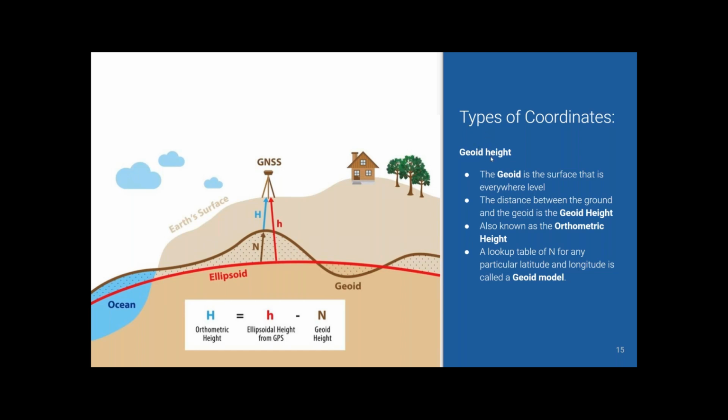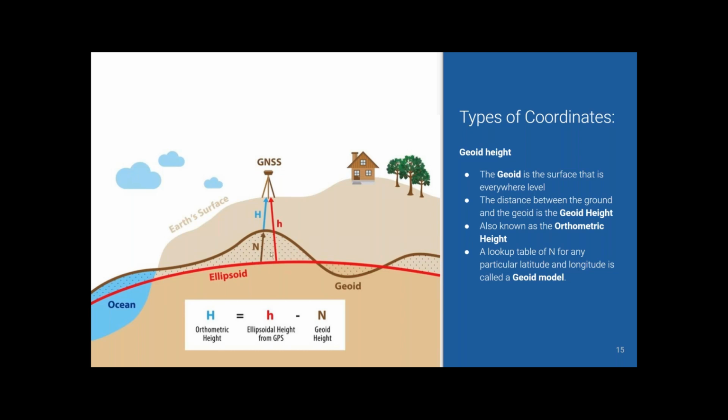So geoid height. I already mentioned this here, but the geoid is the surface that's everywhere level, and that would be this surface here, the brown one. Because the Earth is not a solid or uniform density, that surface undulates and is not perfectly smooth. The ellipsoid, again, is a mathematical surface that best fits this rough, real surface. The difference between those two is the geoid height. So the difference between our mathematical ellipsoid and the real geoid is the geoid height.